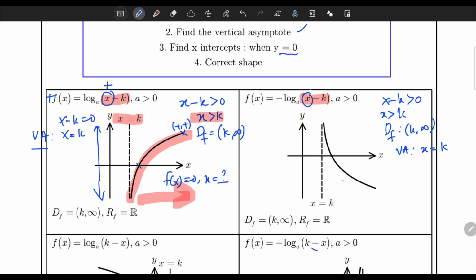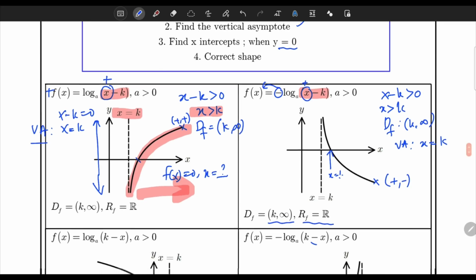Here x is positive, and this negative refers to the y. So the outer direction will be positive, negative, that is in the fourth quadrant. Again, to get your x value, this is when f(x) equals 0. Alright, that's how you do it. So again, the domain will be k to infinity and the range will be all real numbers.